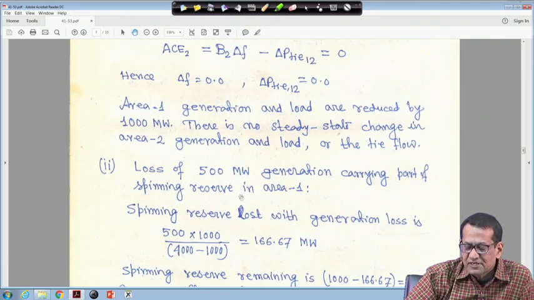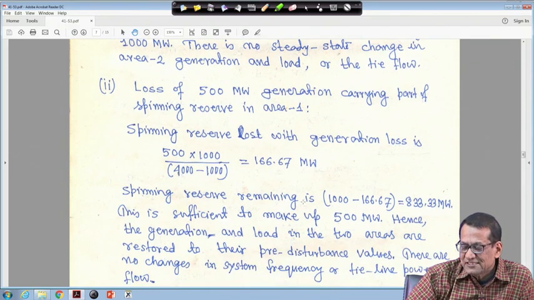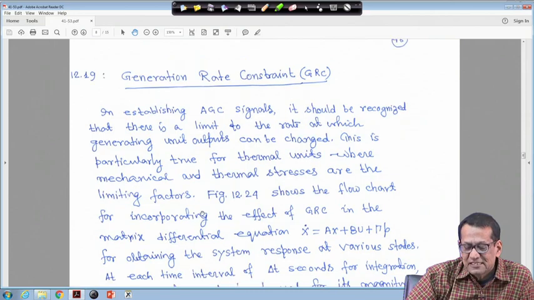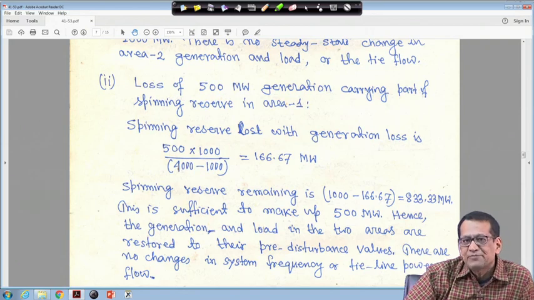Now, loss of 500 megawatt generation carrying part of the spinning reserve in area 1. So, the spinning reserve lost with generation losses will be simply 1000 by 4000 minus 1000 into 500. So, 166.67 megawatt, right, simple arithmetic. So, spinning reserve remaining is 1000 minus 166.67, so 833.33 megawatt. This is sufficient to make up 500 megawatt. Hence, the generation and load in the two areas are restored to their pre-disturbance values. So, there are no changes in system frequency or tie line power flow. This is a typical problem, right.